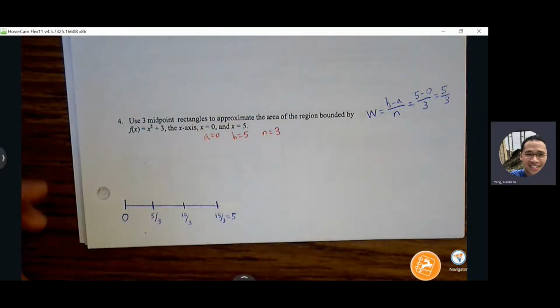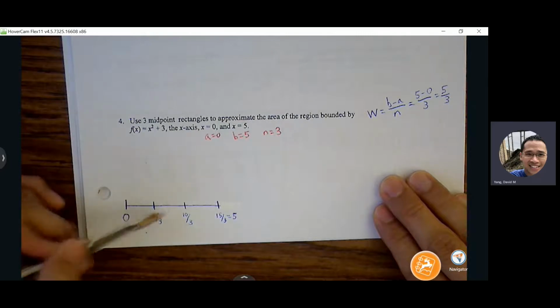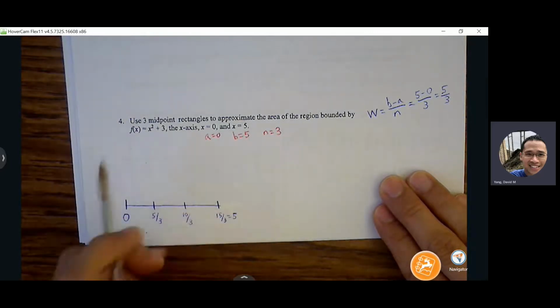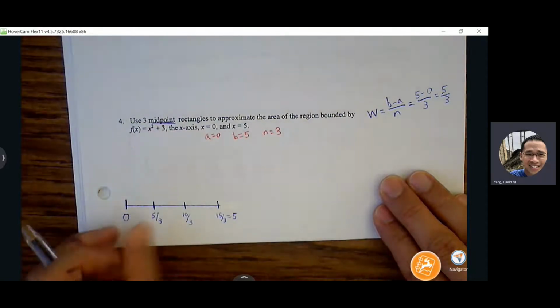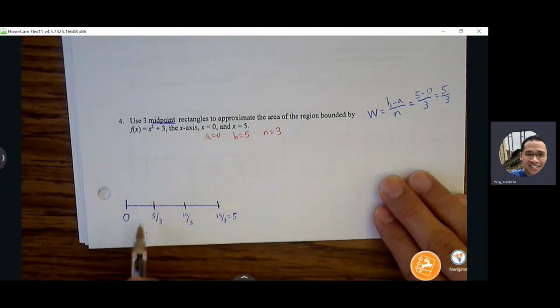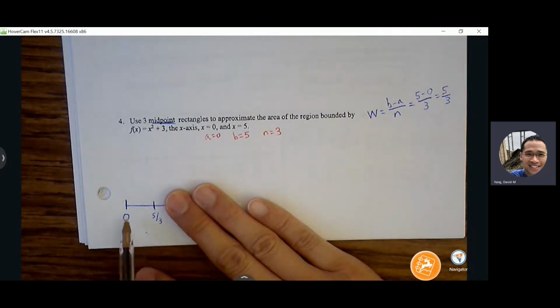Okay, we could stop if it was just asking for left or right endpoint, right? Then we have the left and right endpoint of each subinterval, but it's asking for midpoint. So we have to find the midpoint of each subinterval. The way you find midpoint, you're really just going to find the average of the two numbers, right? So that means I'm going to add the two numbers and divide by 2. Dividing by 2 is the same thing as multiplying by 1/2.